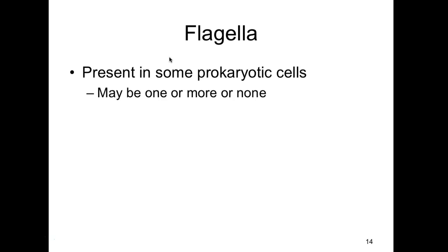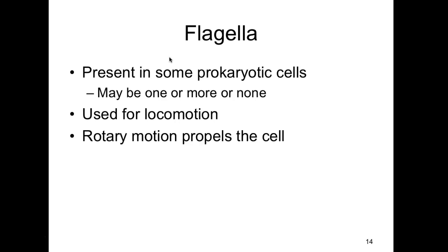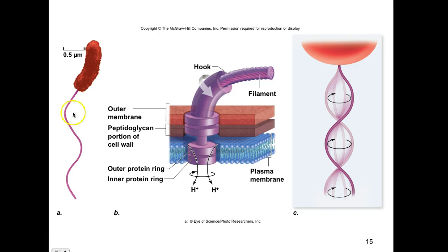Flagella themselves are present in some prokaryotic cells. You may have one or more or none at all. Flagella are used for locomotion, so that would be movement of the cell. And basically what happens is you get this rotary motion of the flagellum. So it's a circular rotation, and it's going to be able to propel the cell in a direction.